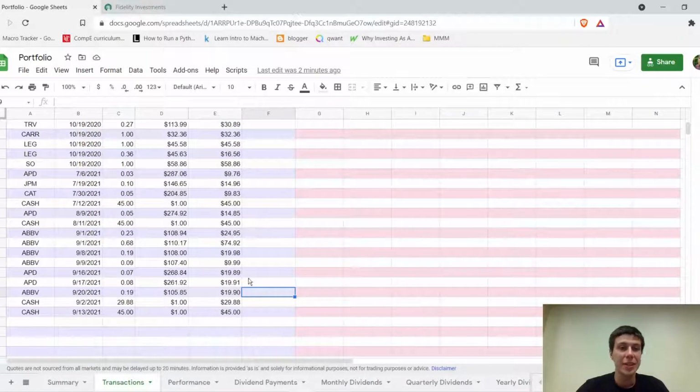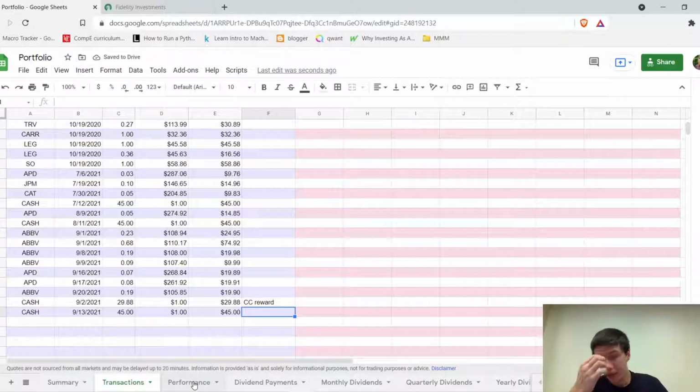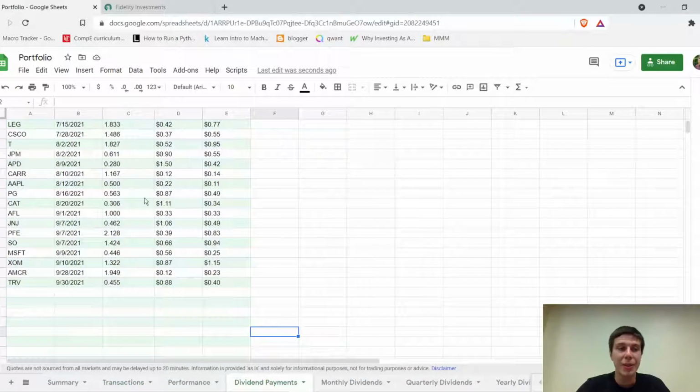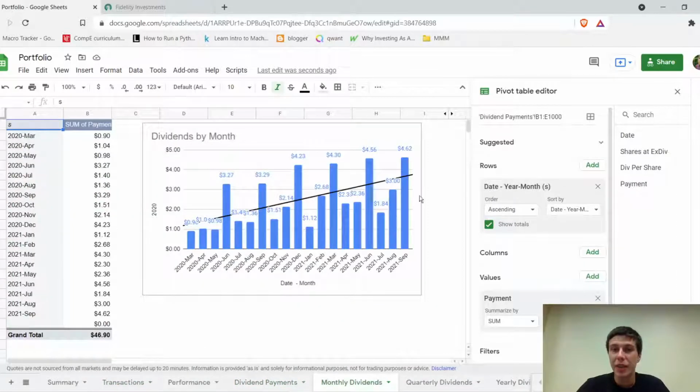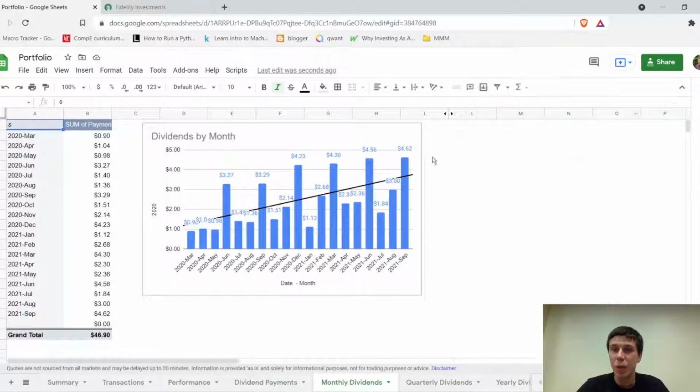And this is just the transaction sheet here on my spreadsheet. And you can see this cash. I'm just going to leave a little note here that says credit card rewards. We know that's what we're looking at there as to why I made that deposit. And then if we look at the dividend payments, those got entered in here as well. So if we look at these monthly dividends, this month you can see we got $4.62 in dividends, which is just a few cents above June of 2021, a few months ago.